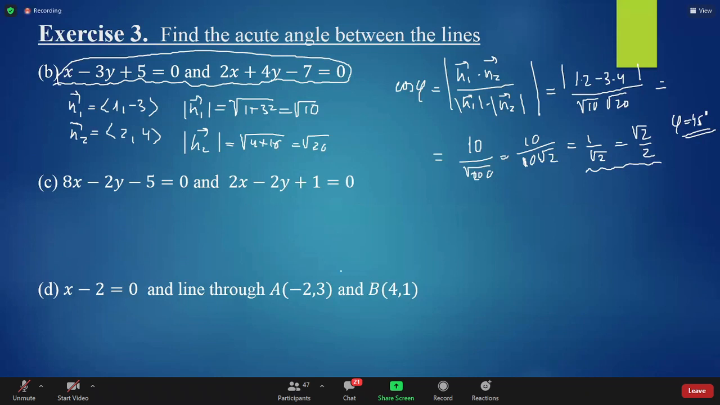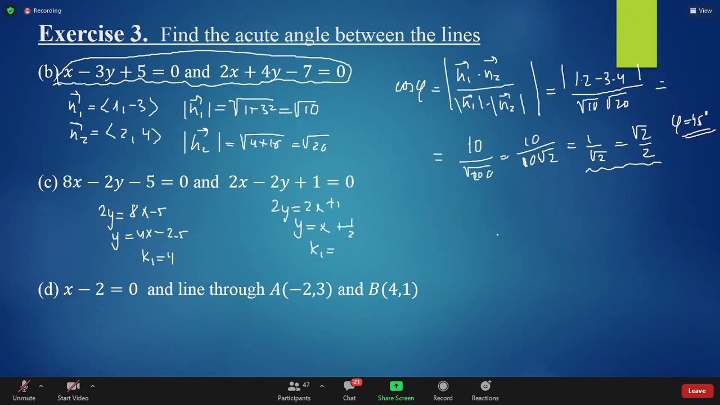All right. For C, I could attempt to use, for instance, the slopes, why not? I can write 2y equals 8x minus 5. So y is 4x minus 2.5. So the first slope is 4. And for the second line, 2y equals 2x plus 1. y equals x plus 1/2. So the second slope is 1.